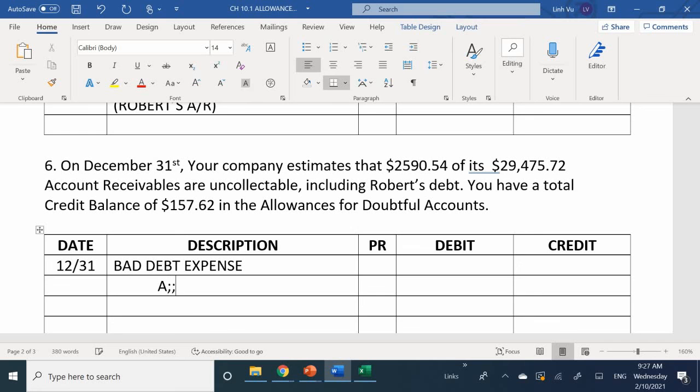Allowance for doubtful accounts. Okay, now let's look at this. What method am I using? Balance sheet or income statement? Balance sheet. All right, so then go ahead, let's calculate. Then tell me what is my total bad debt going to be?